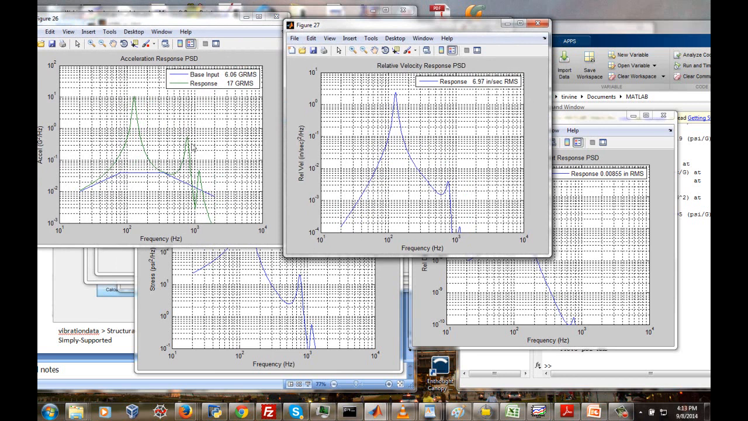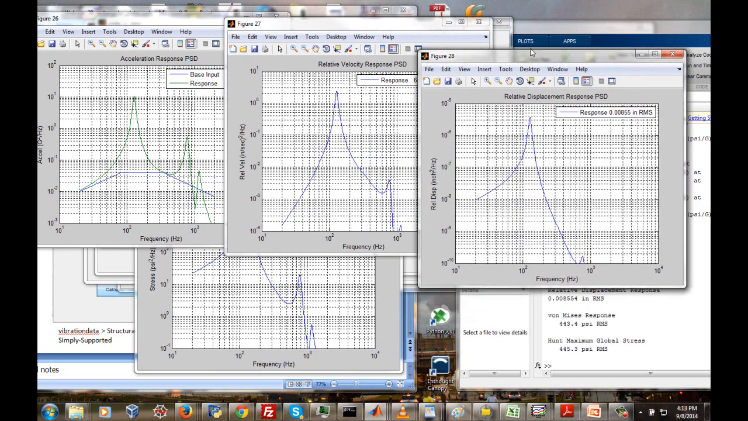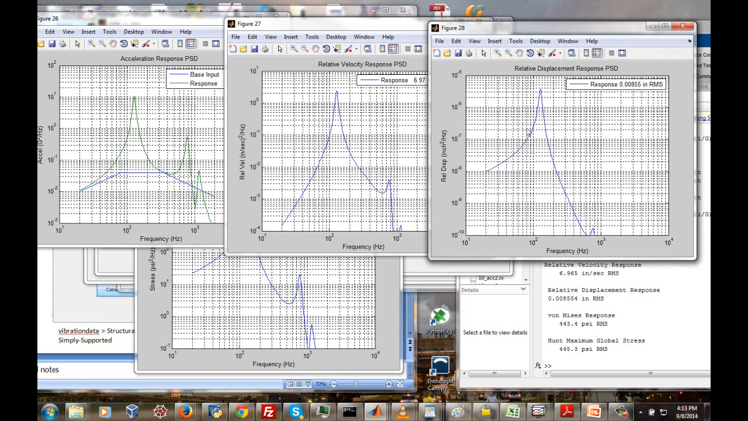Now as we go from acceleration to relative velocity, we can see, as is the case in all these plots, the response at the fundamental mode is the dominant effect. And for the case of relative velocity, this higher mode shows up a little bit here, but not nearly as much in a relative sense as it did with acceleration. And then by the time we get to the relative displacement, we can almost say that the response is almost exclusively due to the fundamental mode, and these higher modes just don't make any difference.